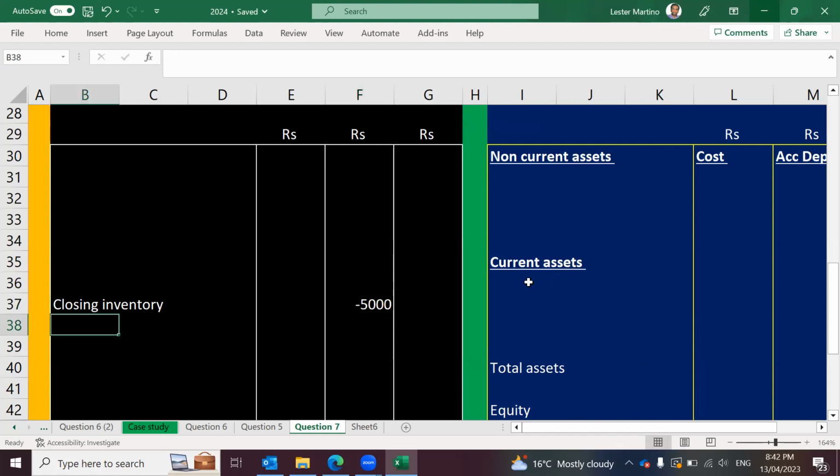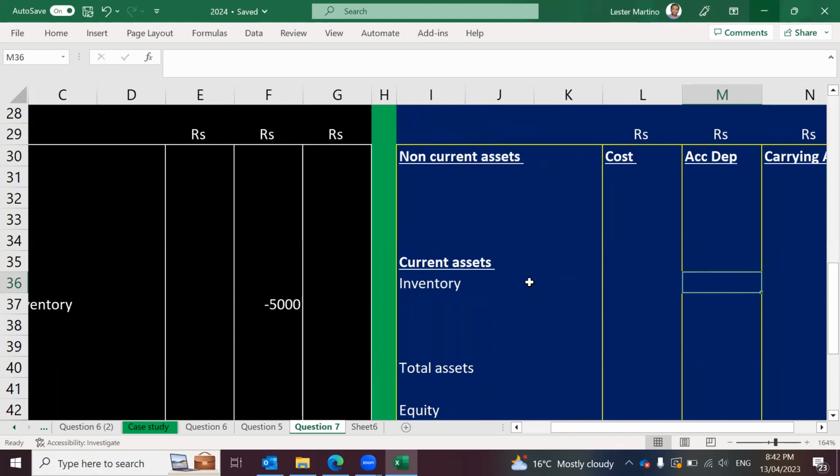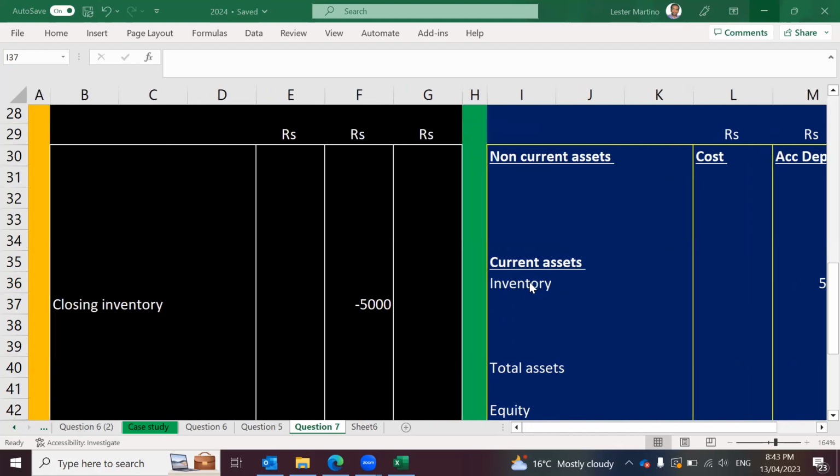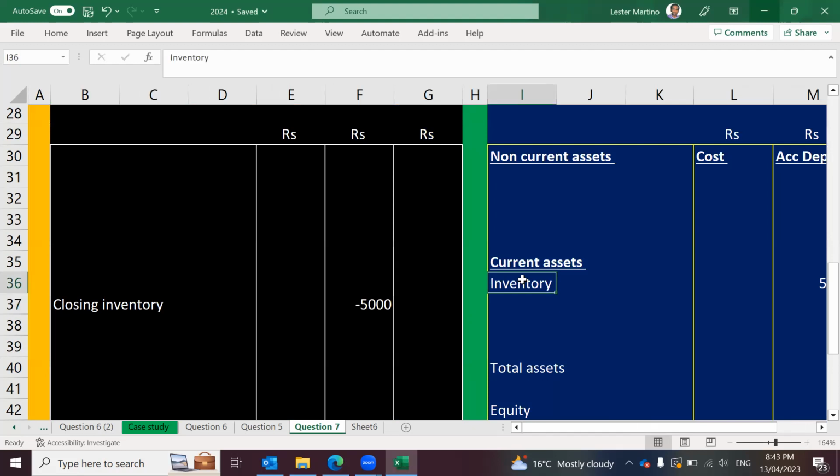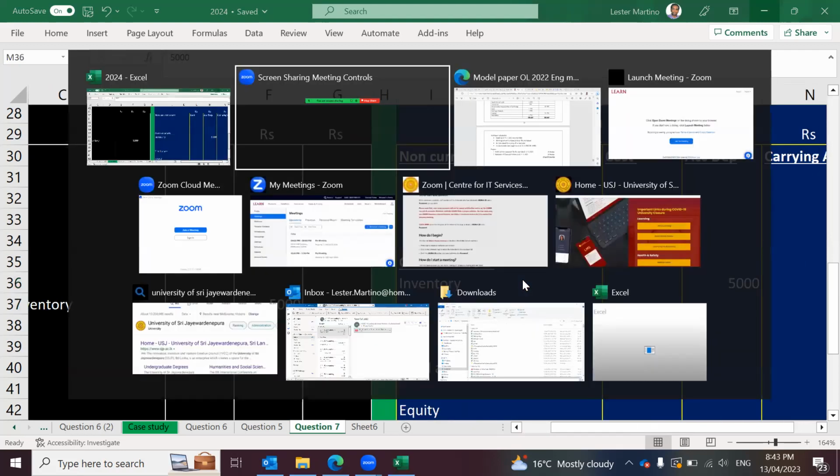And then go to current assets, inventory. Second column, 5,000. Clear? So always you will get a question pertaining to inventory. What you do is, you need to calculate the cost of sales. You leave some space here, closing inventory minus 5,000, and then write here inventory under current assets, 5,000. And we'll move to the next one.